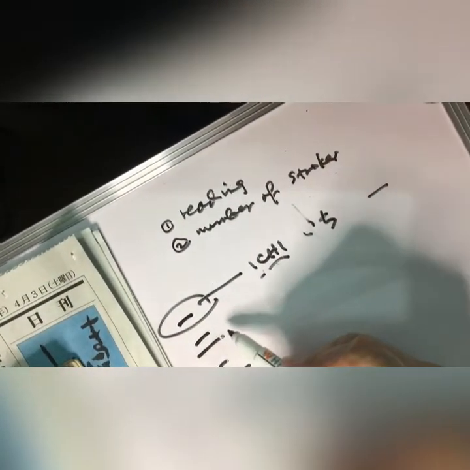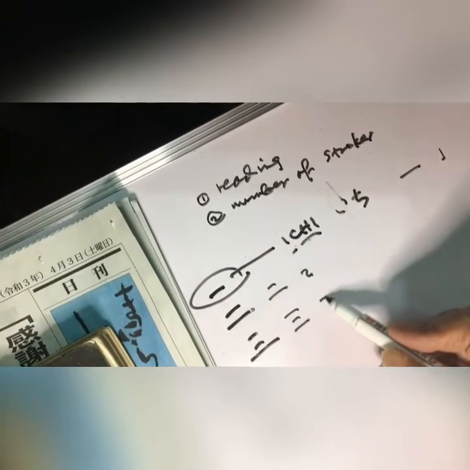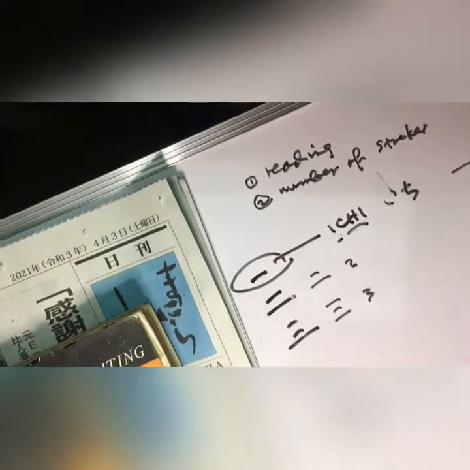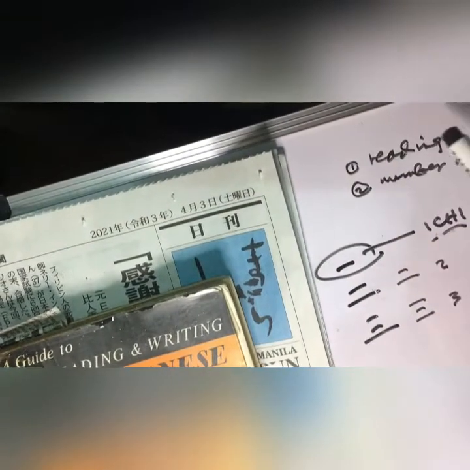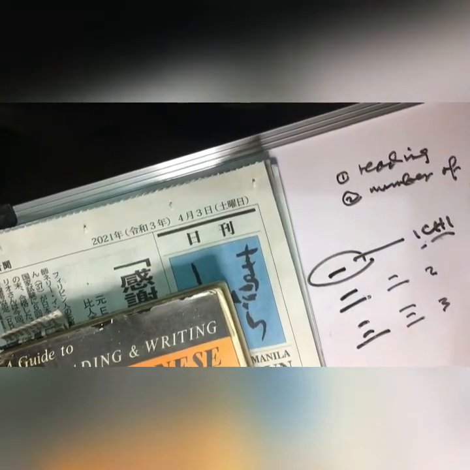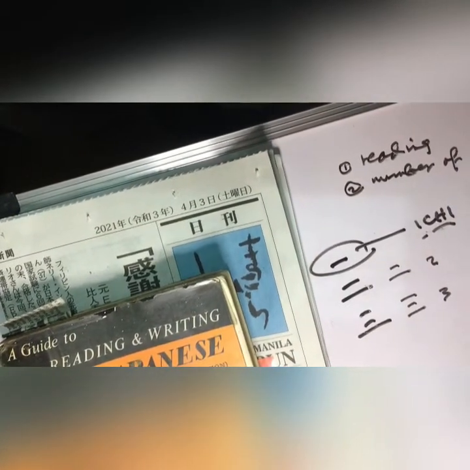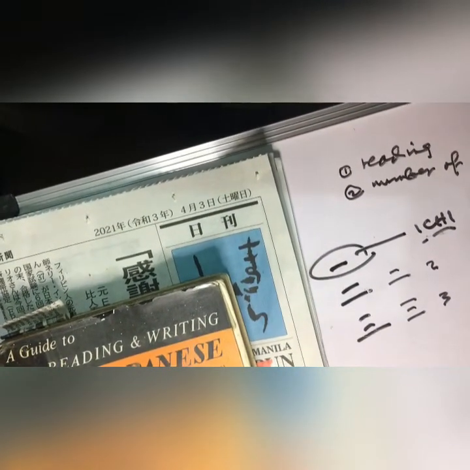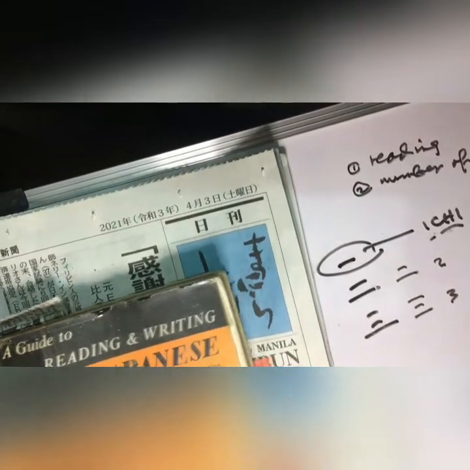Okay, so this one is 1 stroke, this one is 2 strokes, 1 2. Common sense, right? This one is 3 strokes, 1 2 3. So 1 stroke, 2 strokes, 3 strokes. So if you don't know a kanji, but you know the reading, then look at the index. If you don't know a kanji, but you can count the strokes, then count the strokes.